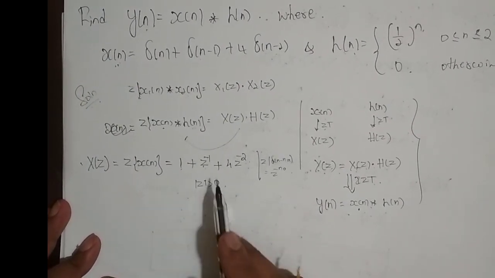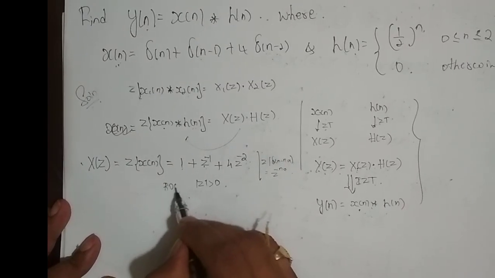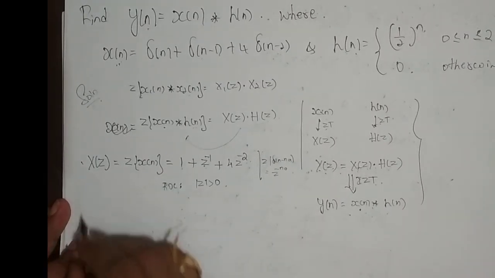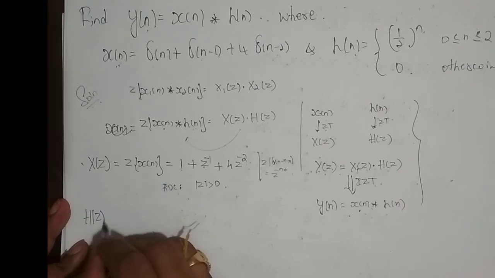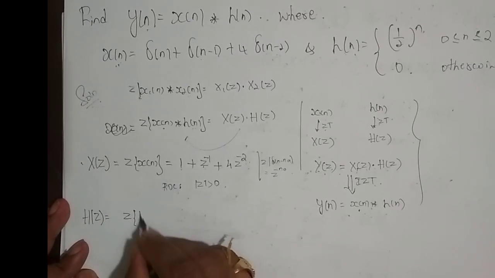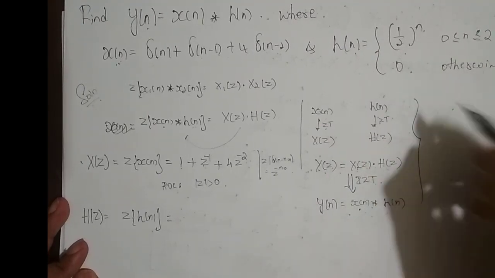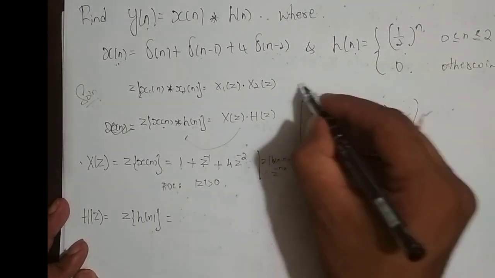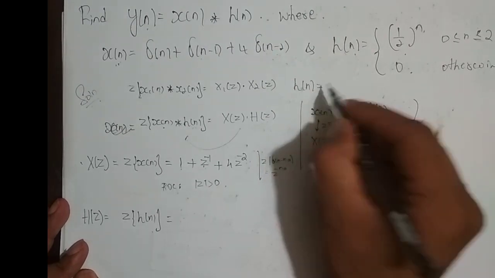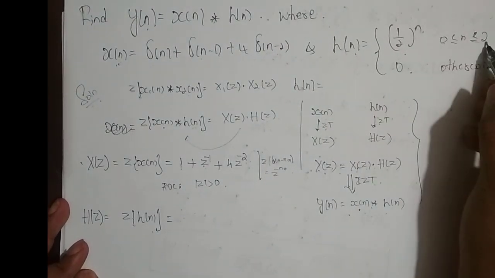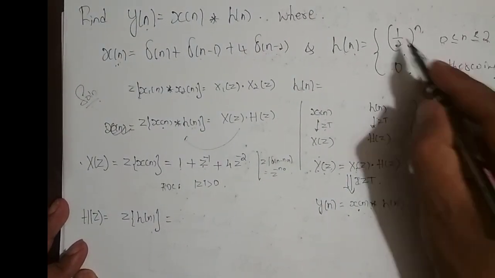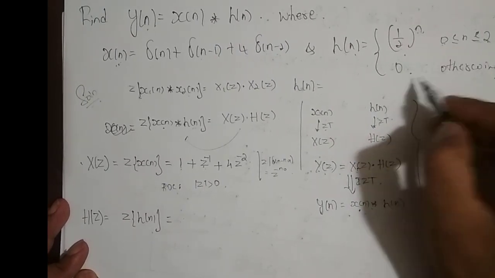So here for this sequence, ROC is magnitude of z is greater than 0. Okay. So similarly, H of z is equal to z transform of h of n. We shall write this h of n in terms of sequence. What is h of n? It is varying from 0 to 2. From 0 to 2 it is 1 by 2 power n, and otherwise it is 0, right?